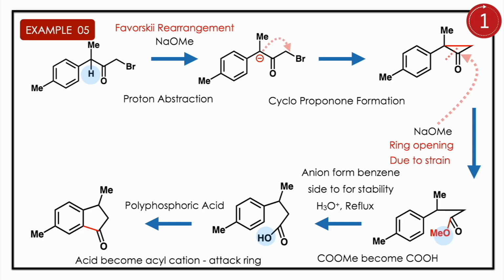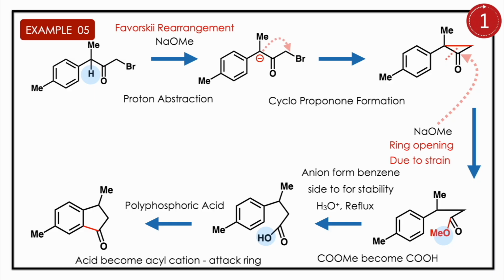The cyclopropanone is the strained ring. So sodium methoxide attack means it will easily open. The ring opens to form a stable anion. It opens on the side of the benzene ring. So the anion is formed on the benzene ring. It is quenched. You have ester there.